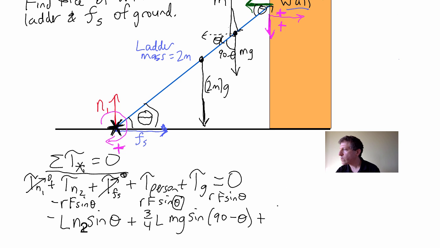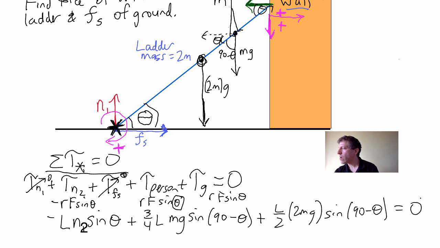The r is L over 2. Notice that where this is acting is halfway up the ladder. That's the center of mass. Gravity always acts at the center of mass. L over 2, the F is 2m times g. That's the force. And then the angle between them is also, we're still going to use that sine of 90 minus theta. And that all adds up to 0.